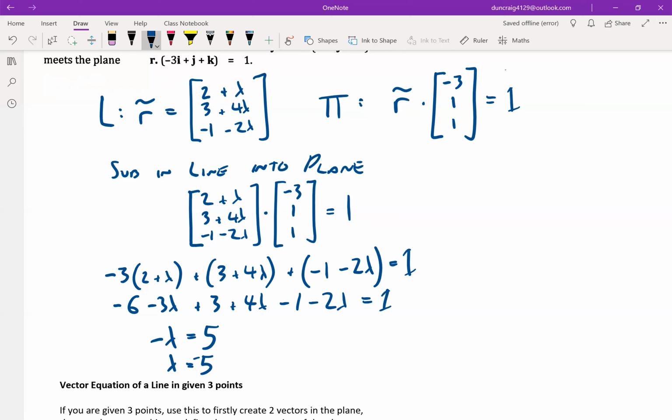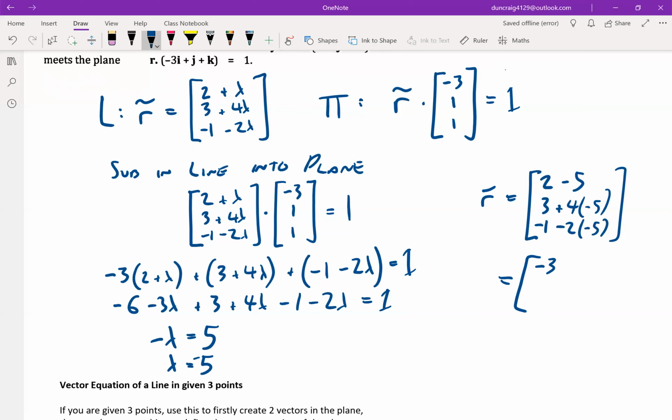Now if we want to find the point where that intersects, we put it into our original equation. So it's going to be 2 take 5, 3 plus 4 lots of minus 5, and negative 1 take 2 lots of minus 5. And we solve that. So we're going to get minus 3, minus 17, and 10 take 1 is 9. Cool, that's it there.